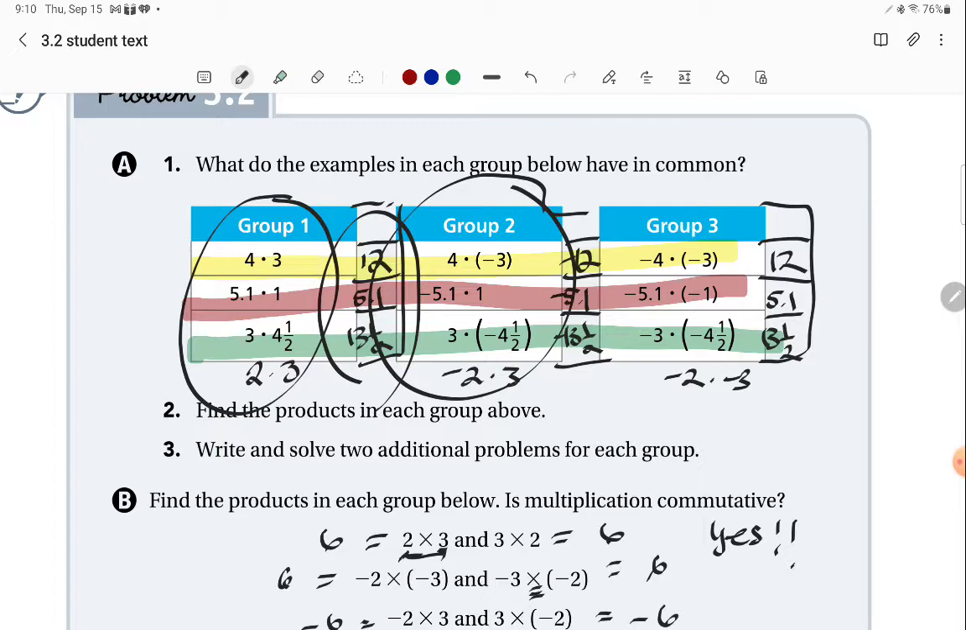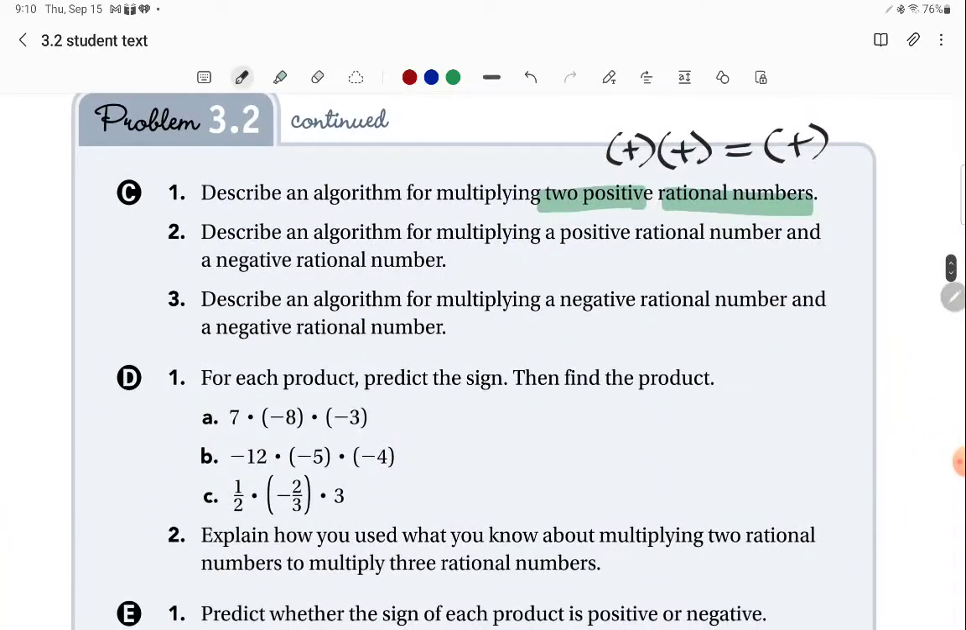The product of 2 and -3 is -6. So as you're writing these algorithms, use these same words in your sentences that I'm using as I describe it. And in 3, describe an algorithm for multiplying a negative rational number and a negative rational number.